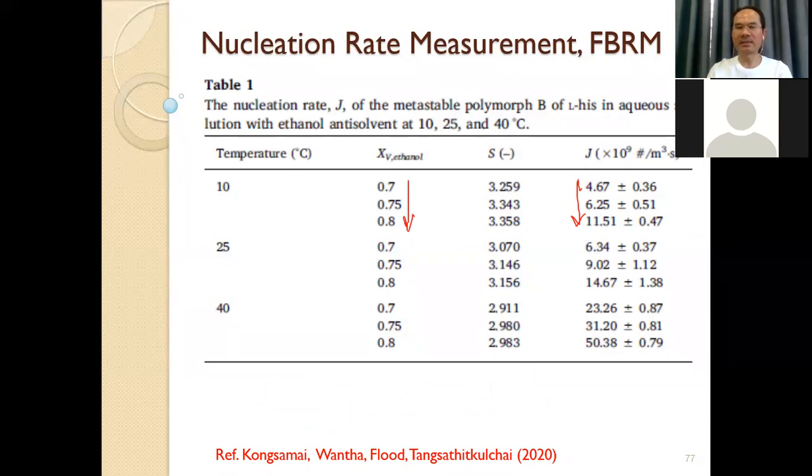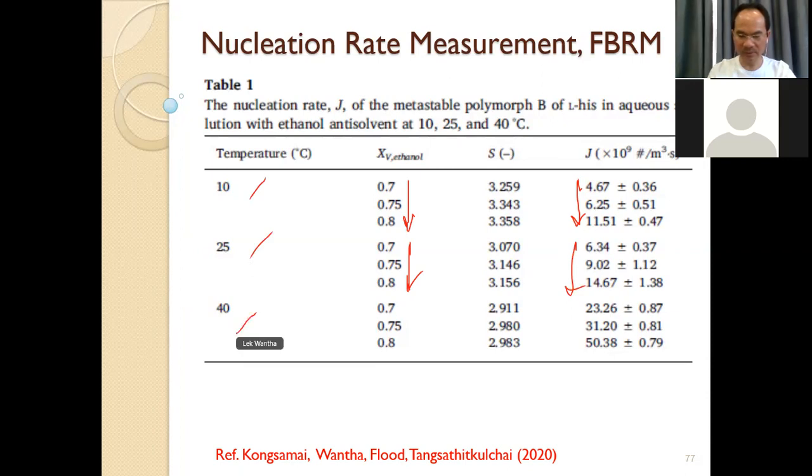We call this anti-solvent crystallization, because we start from the mixture of water and amino acid, and then we add ethanol. This ethanol will reduce the solubility of amino acid in water, and then it induces the nucleation, induces the crystallization. All of the data show the same trend: 10 Celsius, 25 Celsius, 40 Celsius. When you increase the percent of ethanol, you increase the nucleation rate. Okay.